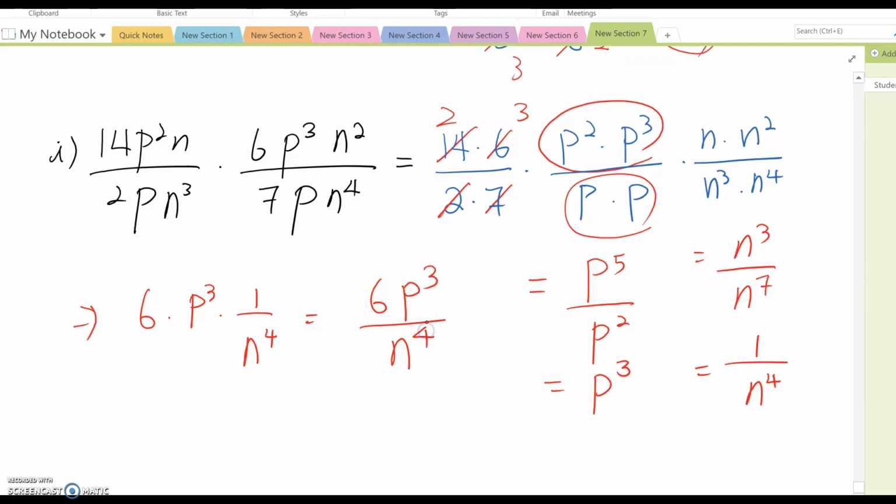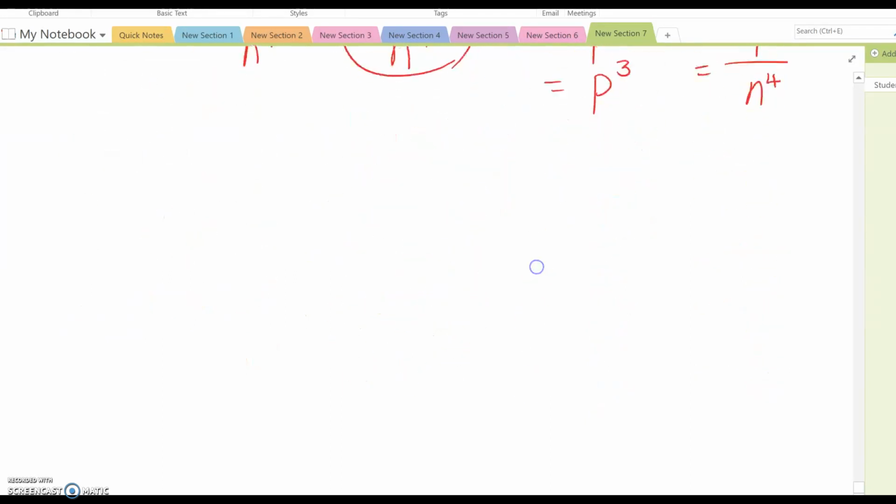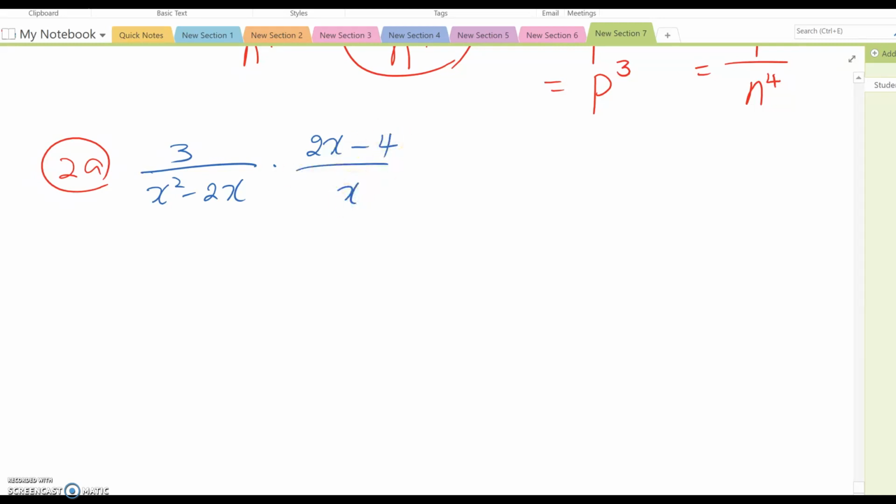So the answer becomes 6p cubed over n fourth. Okay, what about this case? 3 over x squared minus 2x, multiplied by 2x minus 4 over x.